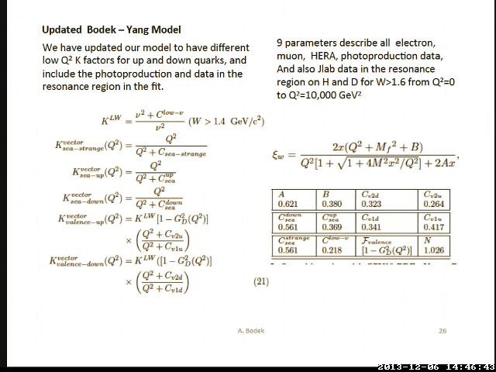So now we went to the update. We want to push this to make the U and D quarks different. For this, all you have to do is, instead of predicting the photoproduction data, include the photoproduction data on hydrogen and deuterium, and that will give us the U and D quarks separately. And we want to push into the resonance region. So we added more parameters, U and D quark separately, and we pushed it towards the resonance region.